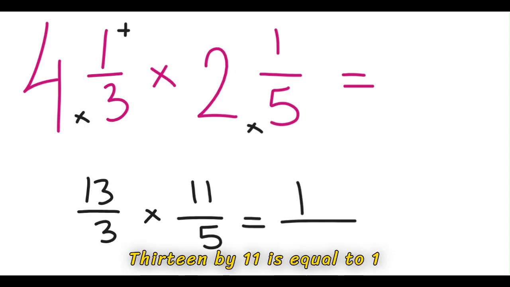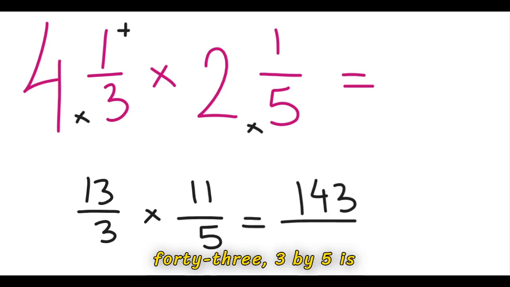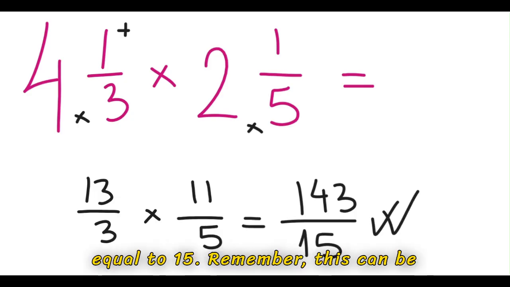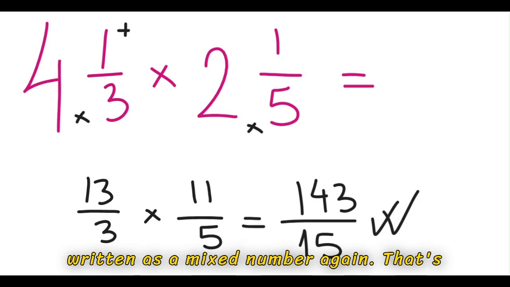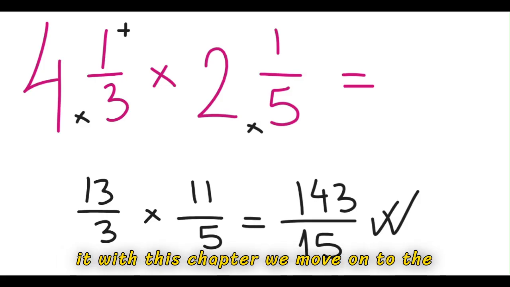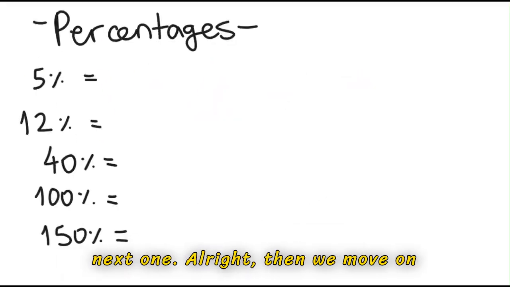13 by 11 is equal to 143. 3 by 5 is equal to 15. Remember, this can be written as a mixed number again. That's it with this chapter. We move on to the next one.